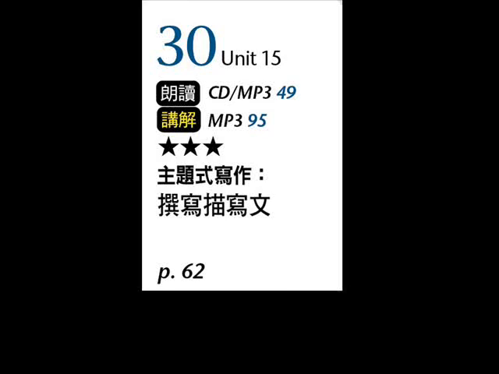Today's lesson is topic writing, writing a descriptive essay.